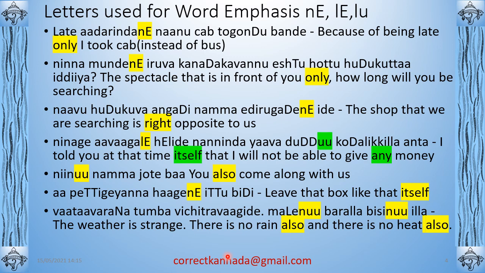Okay, some more examples. So late ಆದರಿಂದನೇ ನಾನು ಕ್ಯಾಬ್ ತಗೊಂಡು ಬಂದೆ. Right, because of getting late only, I took a cab. Instead I would have taken a public transport. Late ಆದರಿಂದನೇ ನಾನು ಕ್ಯಾಬ್ ತಗೊಂಡು ಬಂದೆ. Because of getting late only, I took a cab instead of a bus. Instead of a bus is an implied thing. It is not said. Usually I come by bus. Only because I got late, I took a cab.